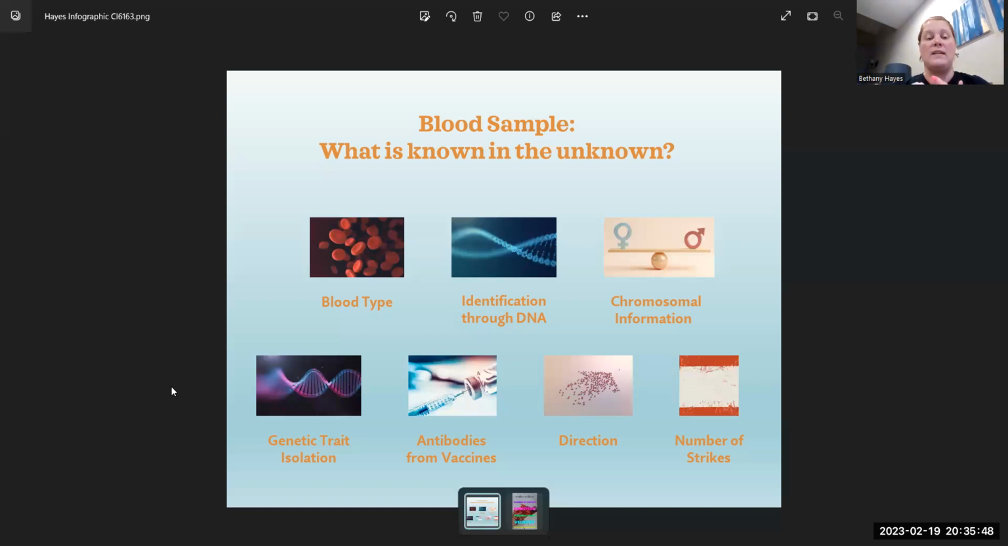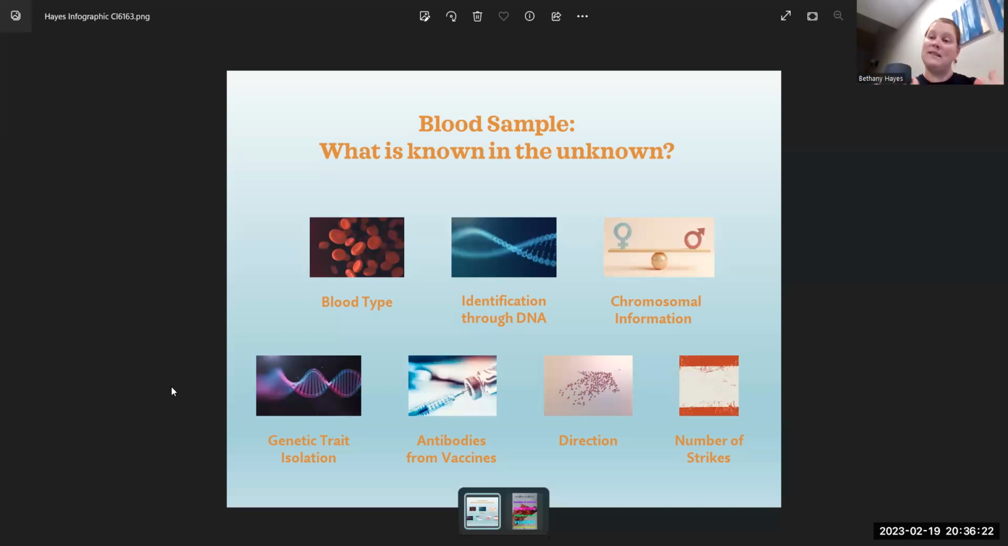DNA sampling and trait isolation has come so far that we now can take a DNA sample or a blood sample, pull the traits, and even if I can't get a hit in a DNA database, I can tell you whether it's a blonde male with blue or blue-green eyes. I can probably tell you some additional traits, light-skinned, dark-skinned, just a lot of variable information. Some cases have actually been solved by the antibodies that are present in the blood from vaccines.